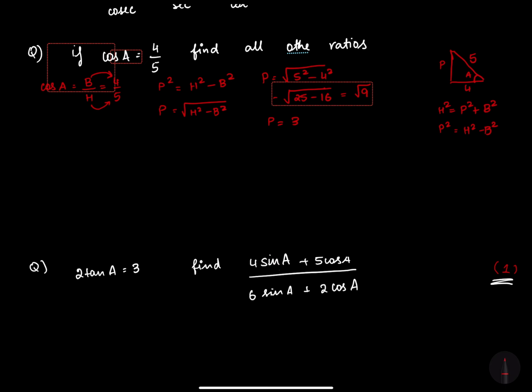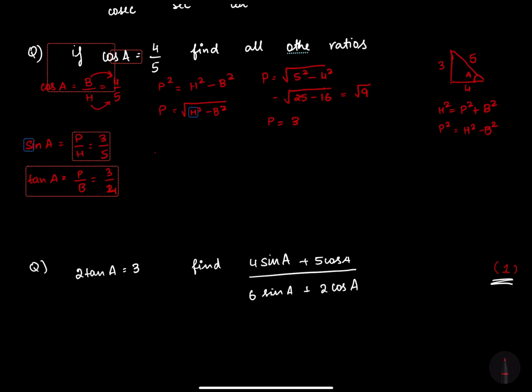So when you put plus 3 in p's place, we get all three values, which means now we can write all the ratios using these three numbers. So sine A is basically p by h, where p is 3 and h is 5. Similarly, cos is already given, so I'll write tan directly. Tan A is basically p by b, which is 3 by 4.